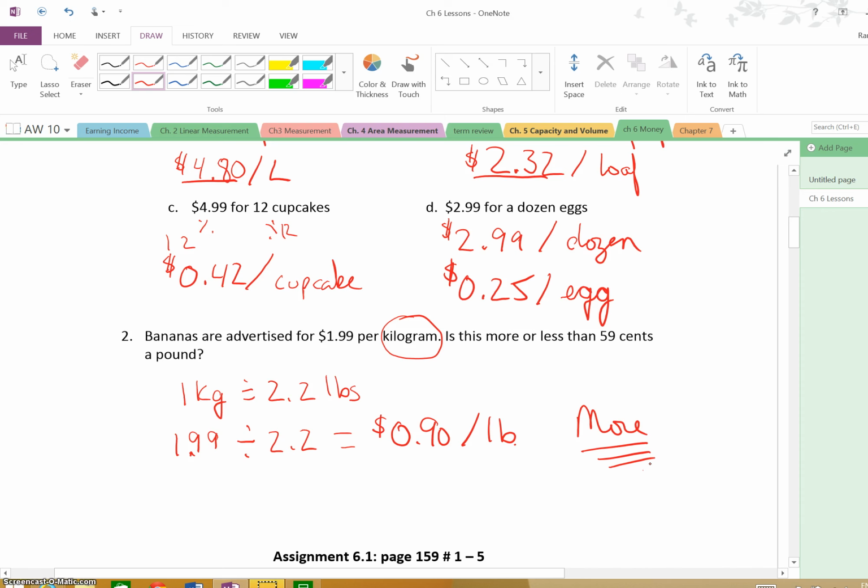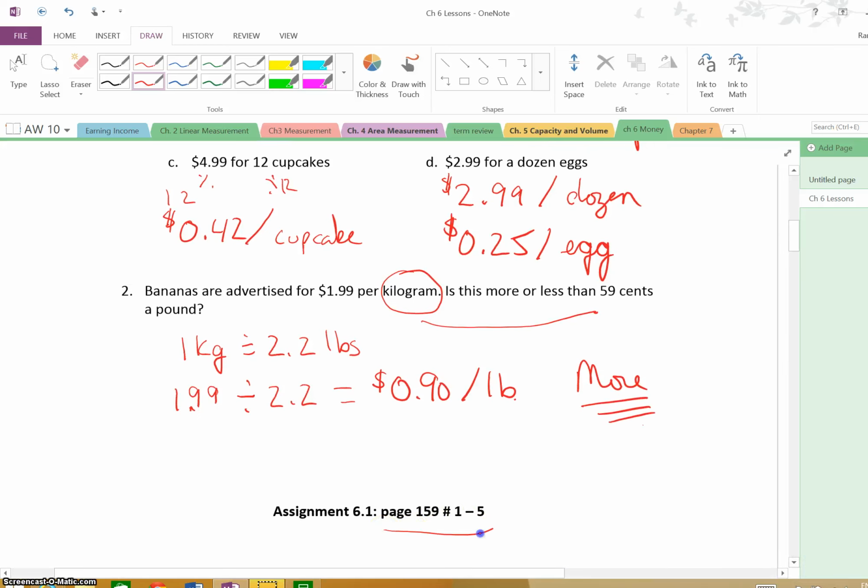All right, so that's an example right there. You've got a little bit of conversions going on from kilogram to pounds, and you want to find out what your unit price is. So what I'd like you to do, please, is page 159, numbers 1 to 5. All right, good luck.